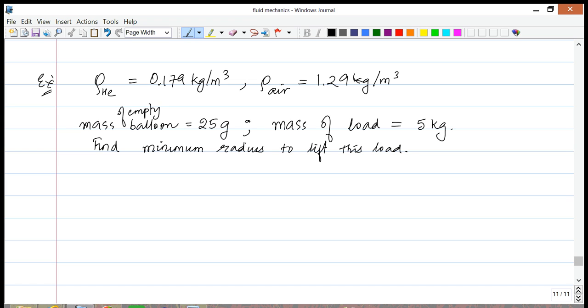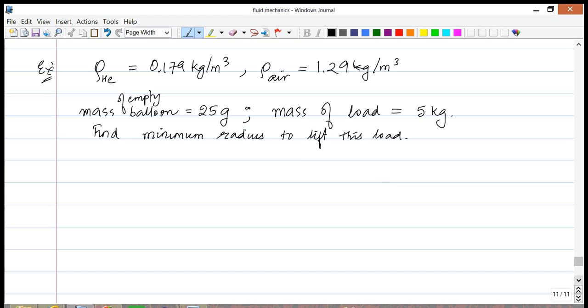Okay, so unlike the previous problem, in this one we'll figure out the smallest size the balloon can be such that it lifts a load. So you have a balloon and you attach a load to it, and we want to know the smallest radius r that'll lift this load.